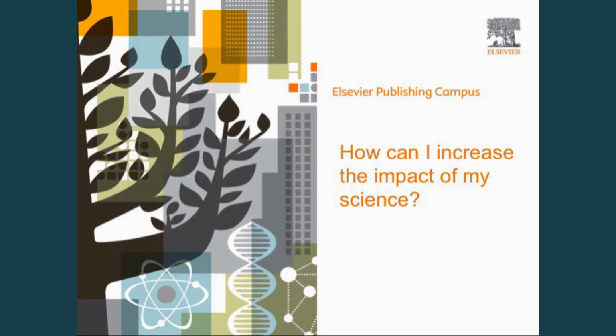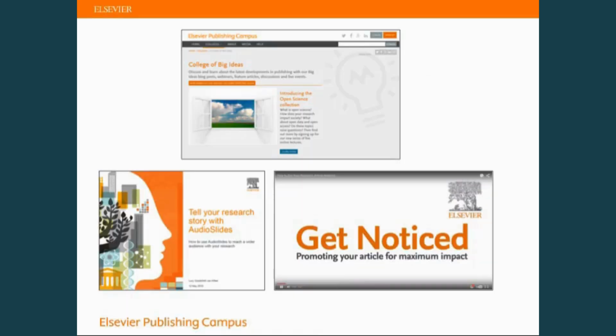So hopefully I've convinced you that impact is an important issue that we should consider as scientists. So how can we go about increasing the impact of your science? Well, first of all, as I mentioned on the earlier slide, first identify who your research may have an impact on. Because until you can do that, you can't set up a strategy to maximize that impact.